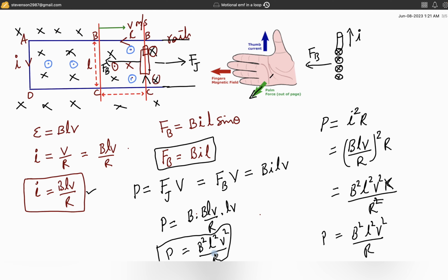Now this is the power, or rate of doing work, by the external agent, and this is the power dissipated in the loop. Both expressions are exactly the same, which means the work done by the external agent is equal to the work done in the loop, which is transformed into thermal energy. I hope this video is clear enough for you to understand motional EMF and the concepts of induced EMF and induced current.